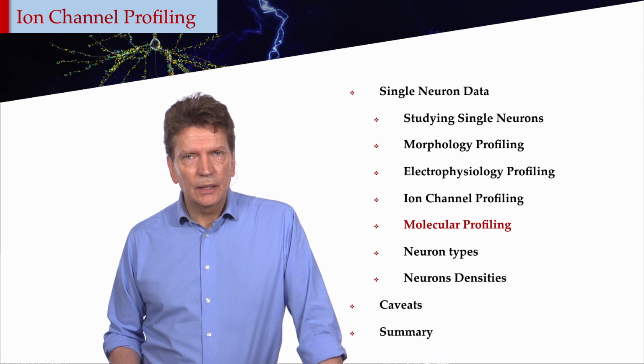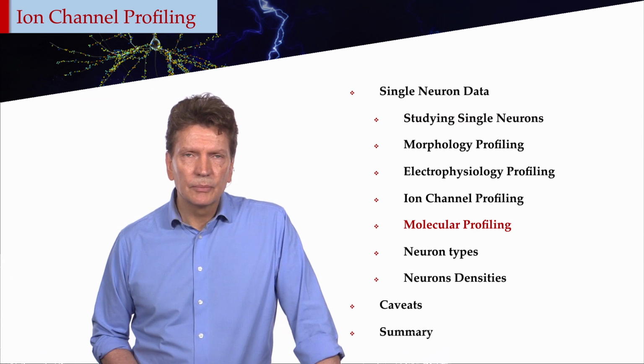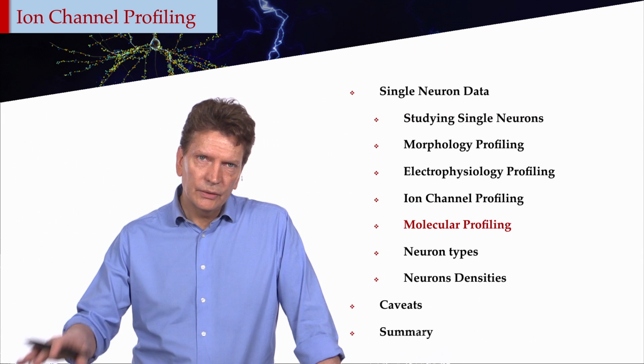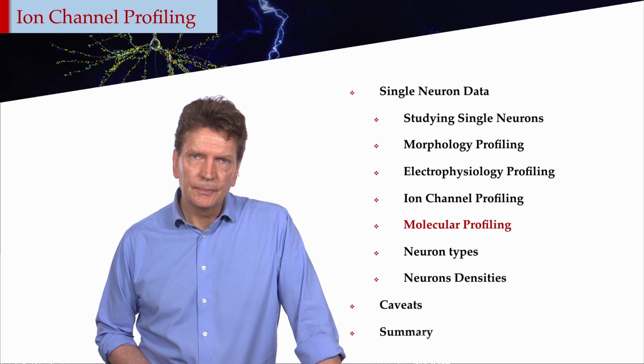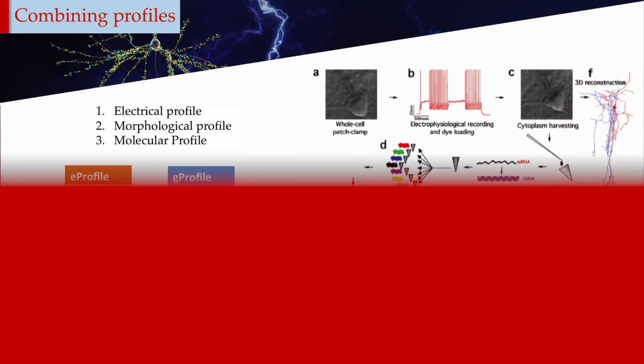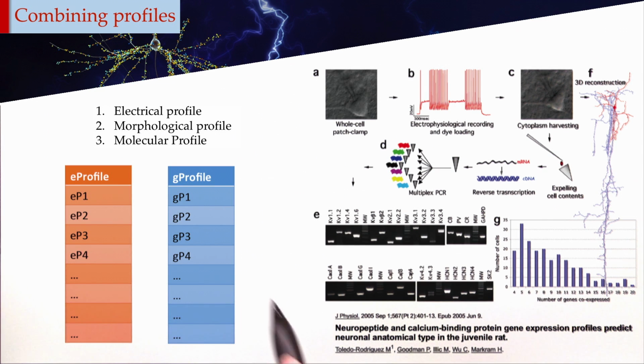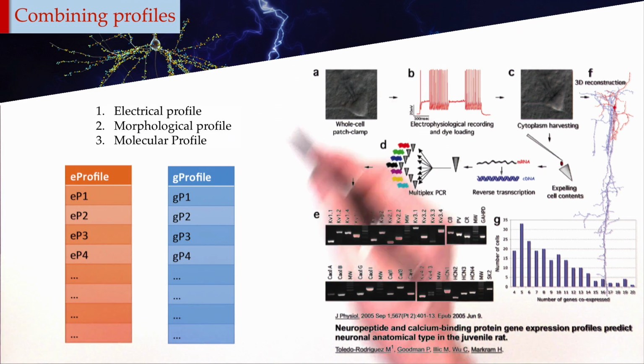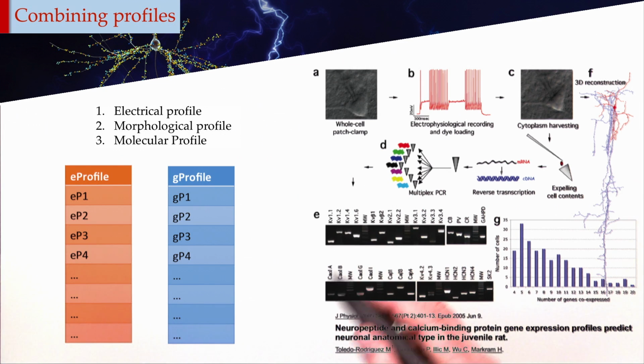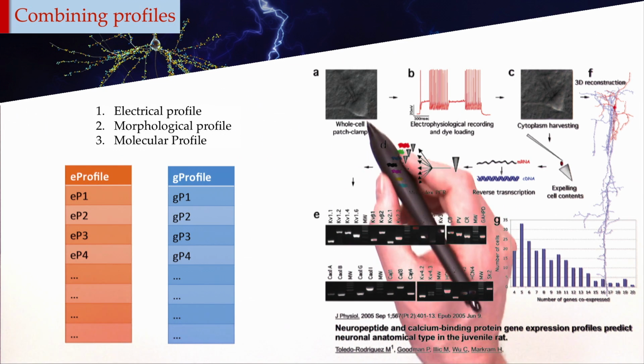Next, let's look at the molecular profile. We'll come back to the ion channel profiling and see how that relates to the way that the neurons are constructed. Let's briefly look first deeper into the molecular profile. So here, for example, we started off, you remember we said, how do we study neurons?